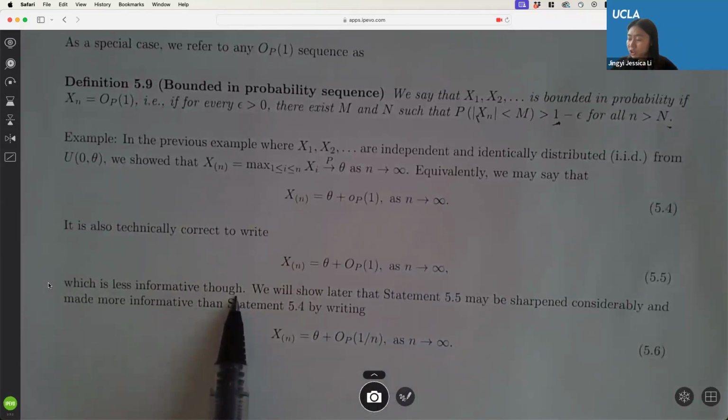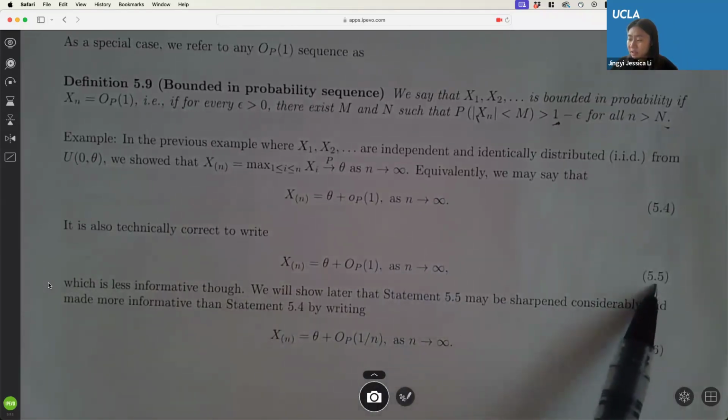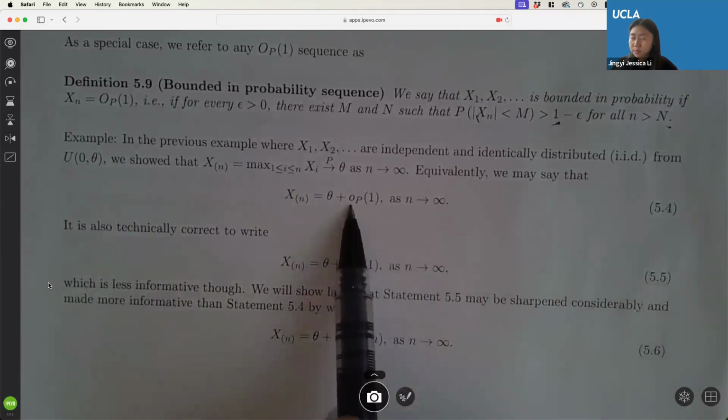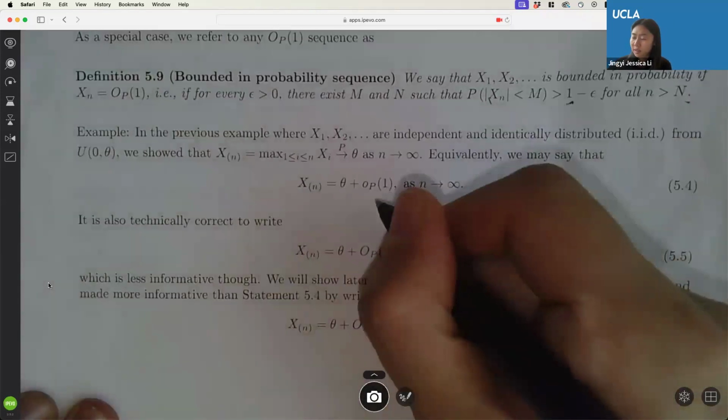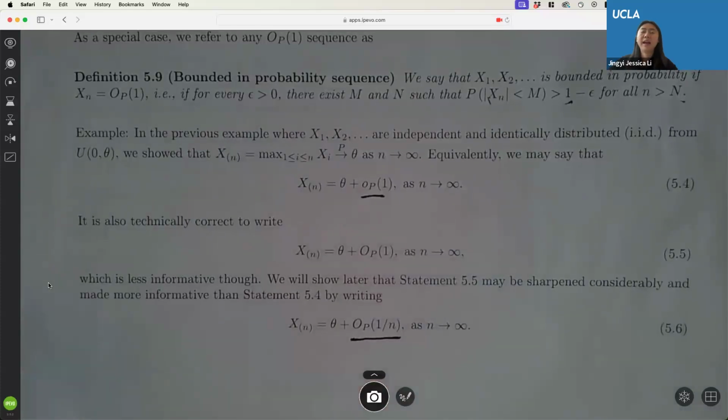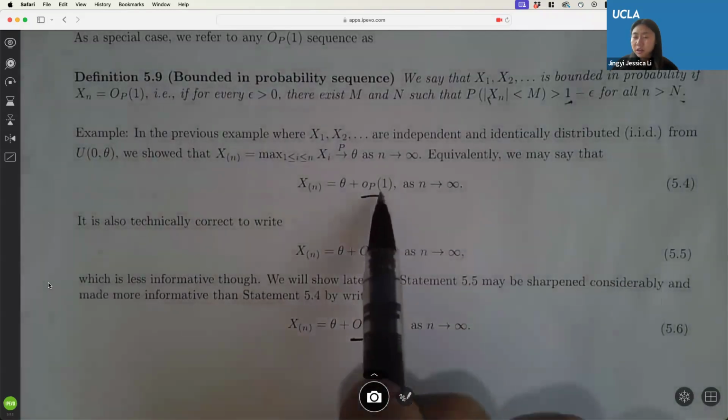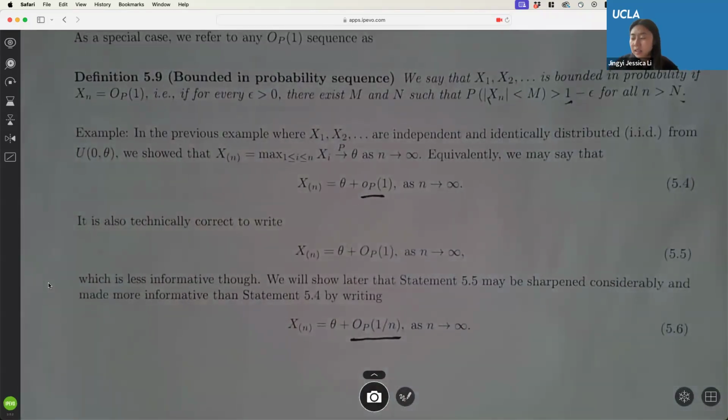Okay, and we will show later that this statement, the small op 1 here, can be made more specific as big Op of 1 over n. It means that yes, this term is going down to 0 in probability, and it's going down at the rate of 1 over n. It could be faster, but not slower. So you can give a more informative bound. All right. Any questions so far?